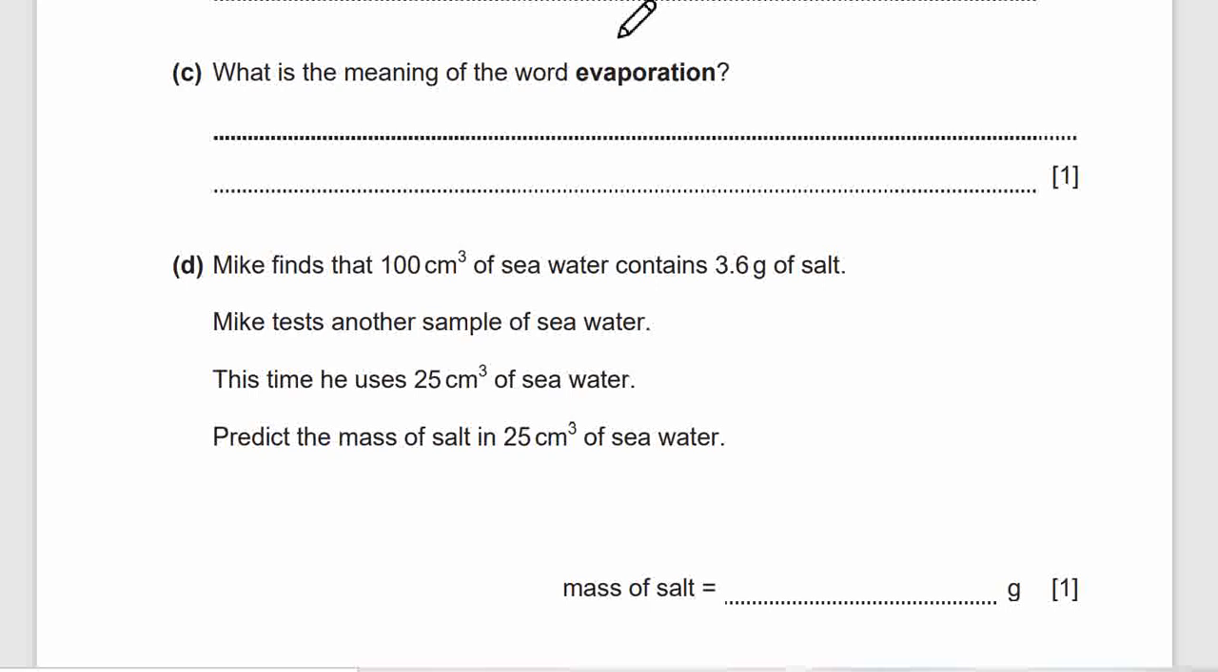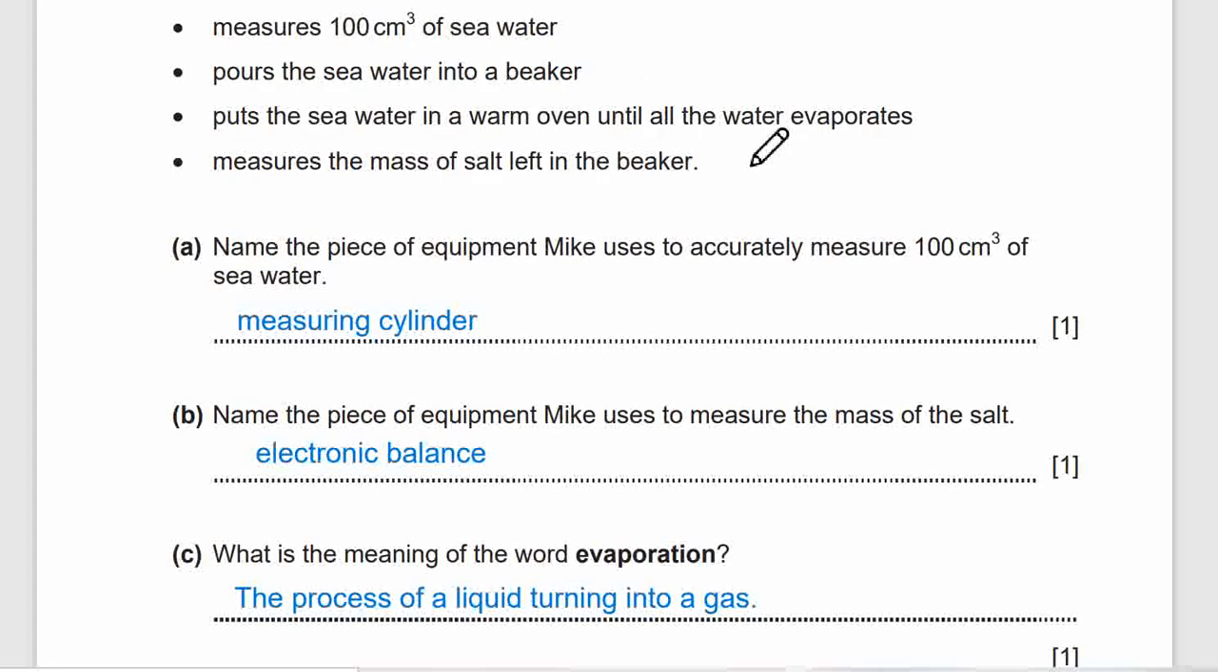Question C. What is the meaning of the word evaporation? Well, evaporation is the process of a liquid turning into a gas at any temperature. So that is evaporation. It happens at any temperature.